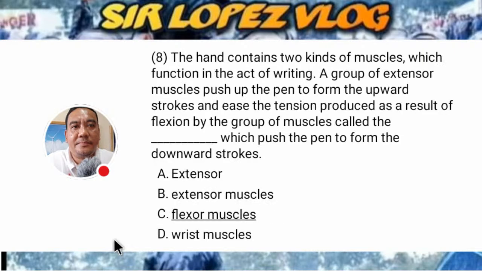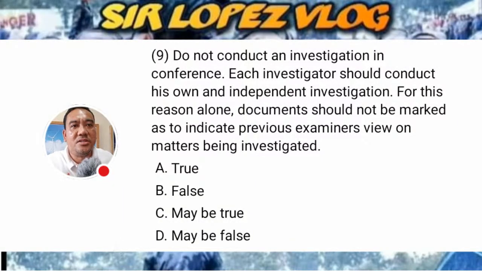Number 8. The hand contains two kinds of muscles which conduct an investigation in conference. Each investigator should conduct his own and independent investigation. For this reason alone, documents should not be marked as to indicate previous examiner's view on matters being investigated. A. True. B. False. C. May be true. Or letter D. May be false.